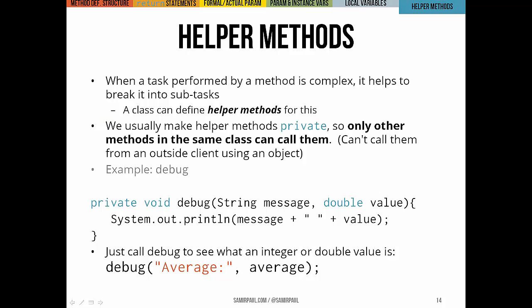Now, sometimes you'll be writing a method, and the thing you're trying to do in that method is so complex that it makes more sense to break it down into a couple of subtasks. But you know that no outside client, no outside user of an object of your class, is ever going to have to call that method by themselves. That method's job is really only to support another method that somebody actually would call from the outside. That's when we'd want to use a helper method. And we usually make helper methods private because that means that only other methods in the same class can call that method. No outside client can call it.